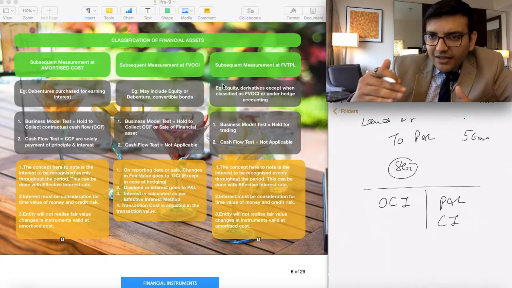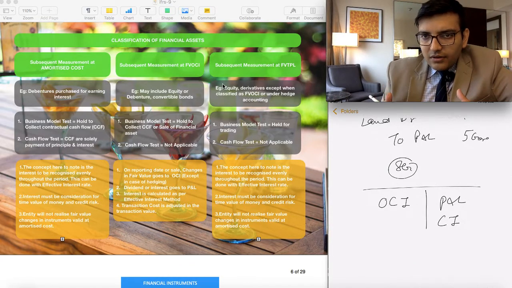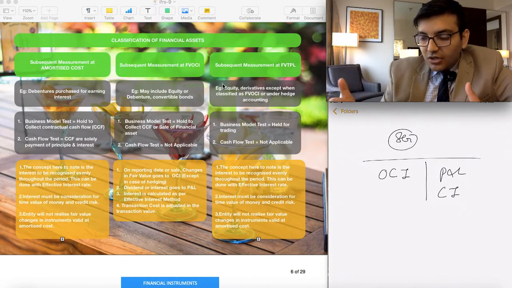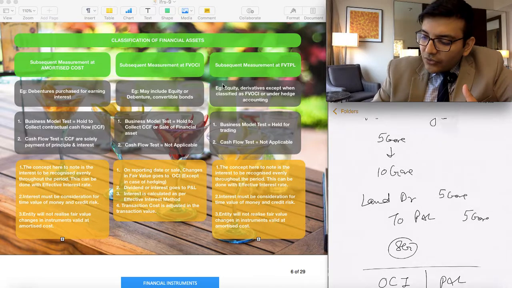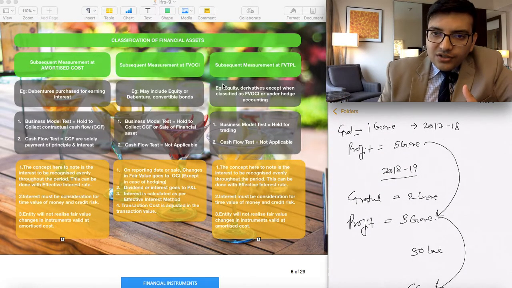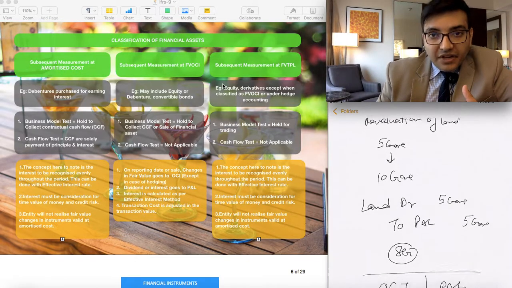So P&L is basically divided into two parts. The second part is other comprehensive income. When you see the statements, you'll come to know. So any such increase, revaluations, gratuity provision change, all such increase goes to other comprehensive income.